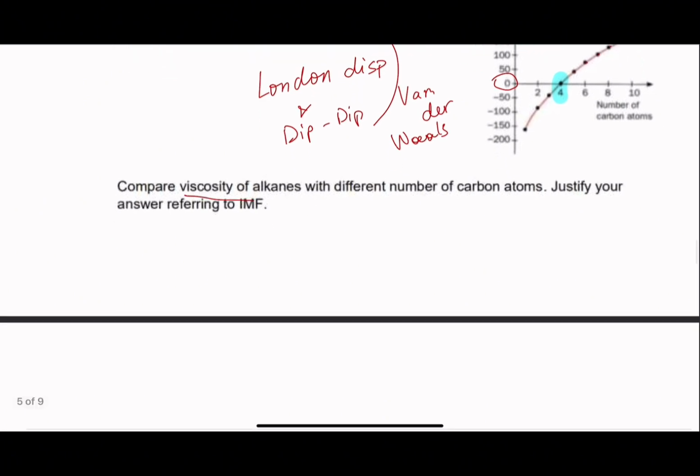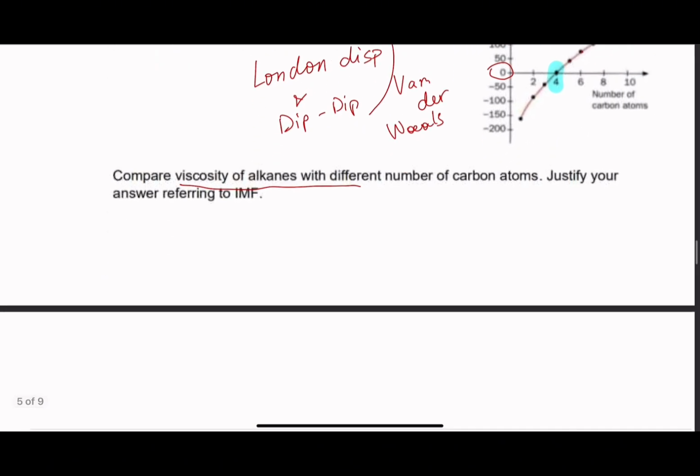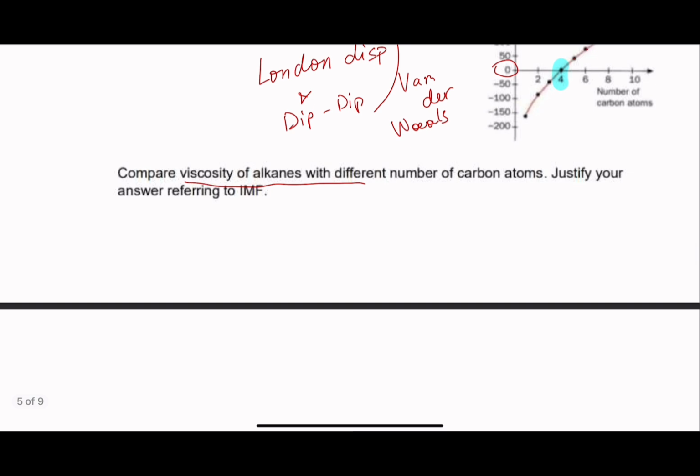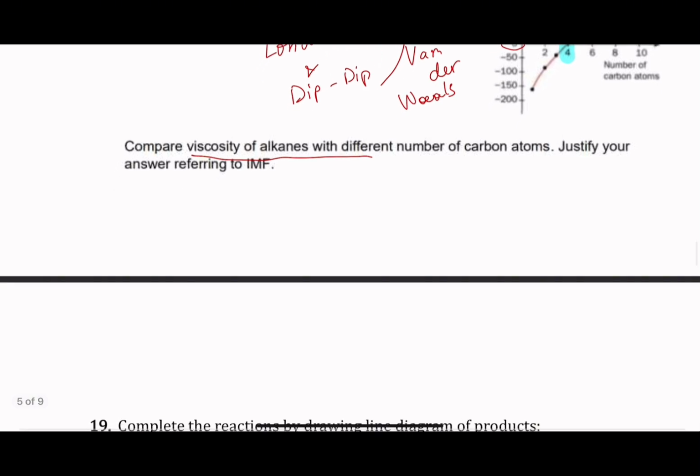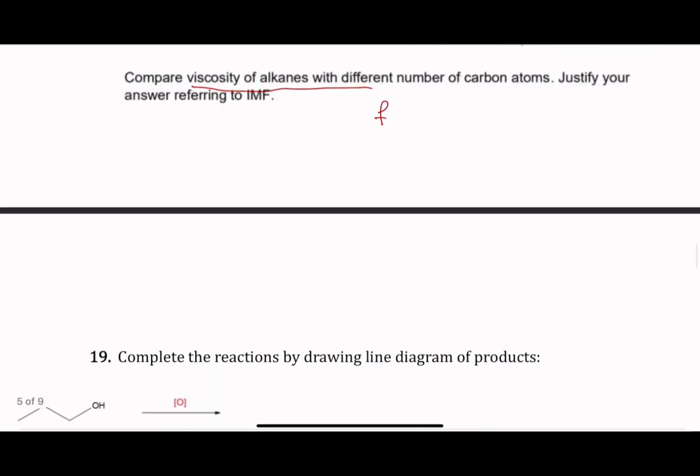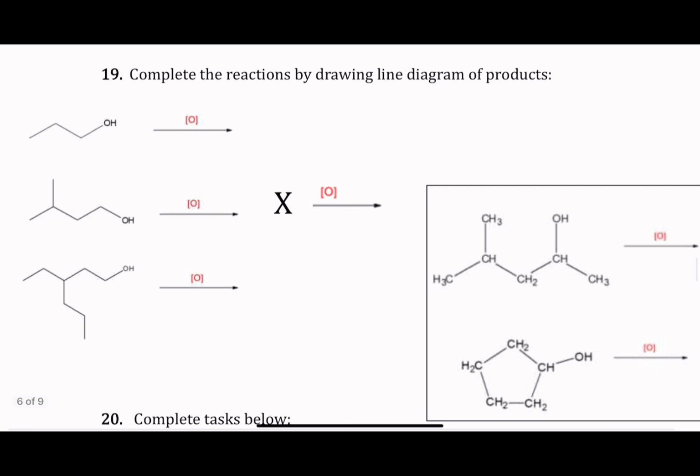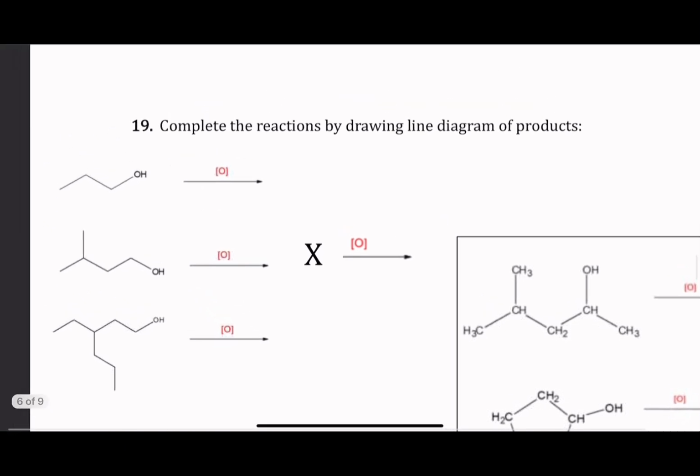Now, compare the viscosity of alkanes with different number of carbons. We already discussed this above in the question. As you increase the number of carbons, the viscosity goes up again because they flow less easily. Gas flows super easily compared to liquid. Now, question 19. Complete the reactions by drawing the line diagram of products.